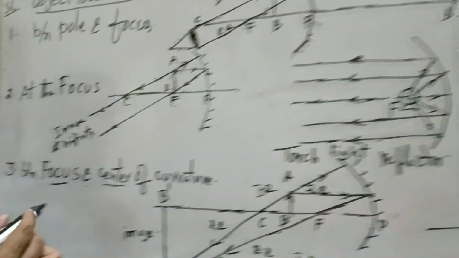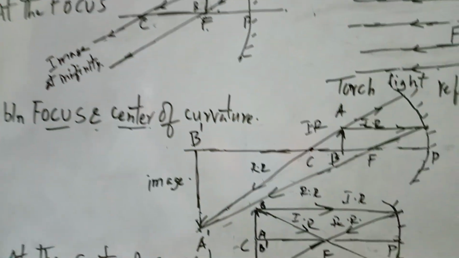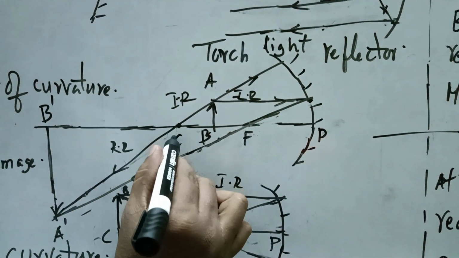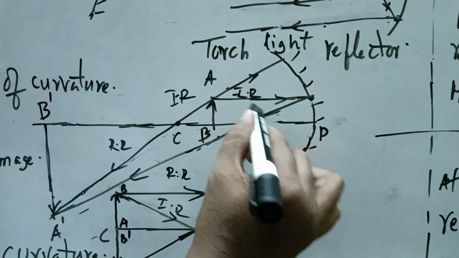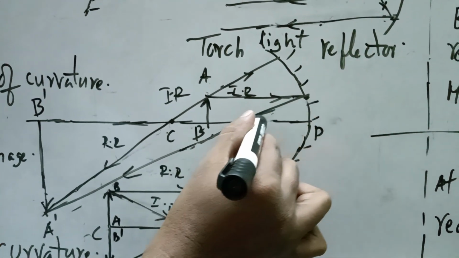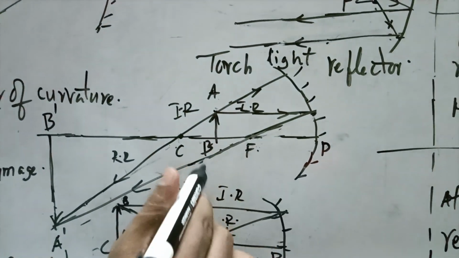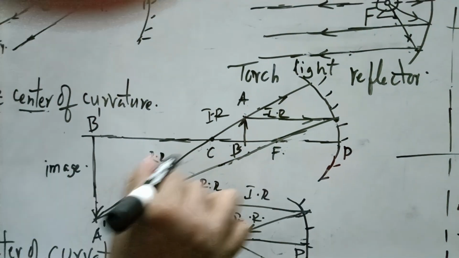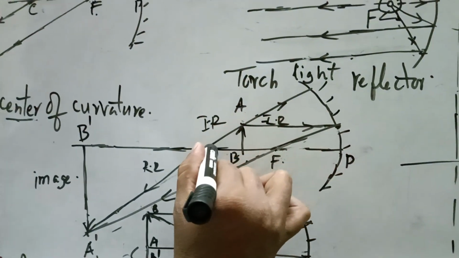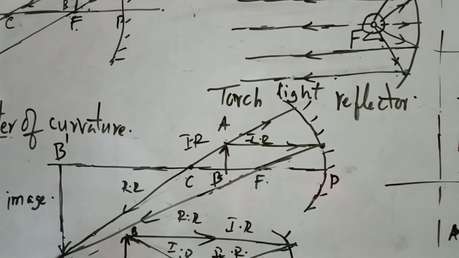Now the third one is when the object is placed between the focus and the center of curvature. Here the object AB is placed between the center of curvature and the focus. One incident ray is parallel to the principal axis, and the reflected ray goes through the focus. Another ray is through the center of curvature. When the incident ray is through the center of curvature, the reflected ray passes back through the center of curvature, and they meet at this particular point.